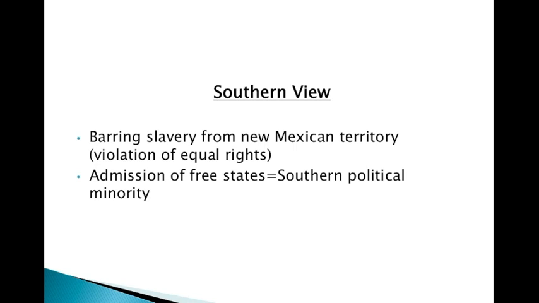The Southern view felt that barring slavery from the new Western territories or the new Mexican territories was a violation of their equal rights.